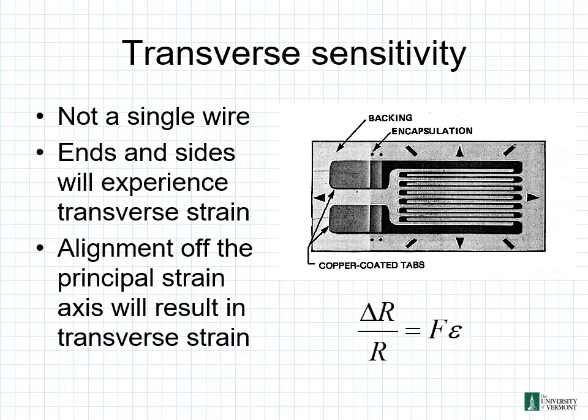So look at our strain gauge again here. Talk about transverse sensitivity. So a couple items here. Not a single wire. Ends and sides will experience transverse strain. And alignment off the principal strain axis will result in transverse strain. We can see here we have our relationship that we just saw from the previous slide. Our delta R over R is equal to F times our epsilon.